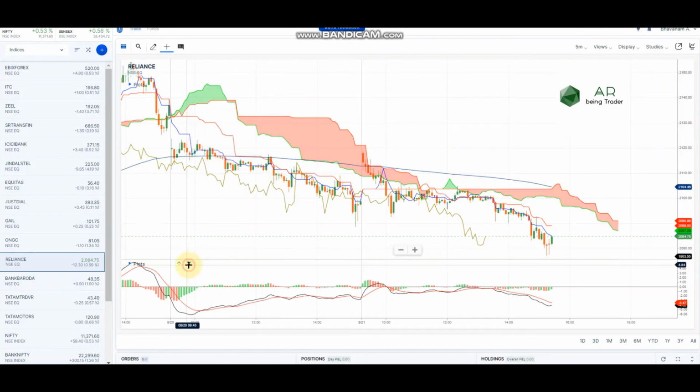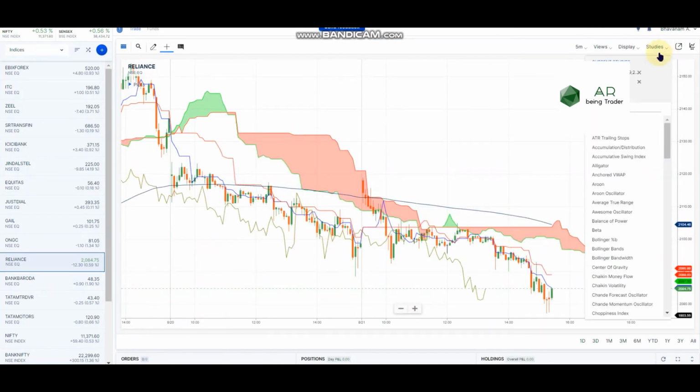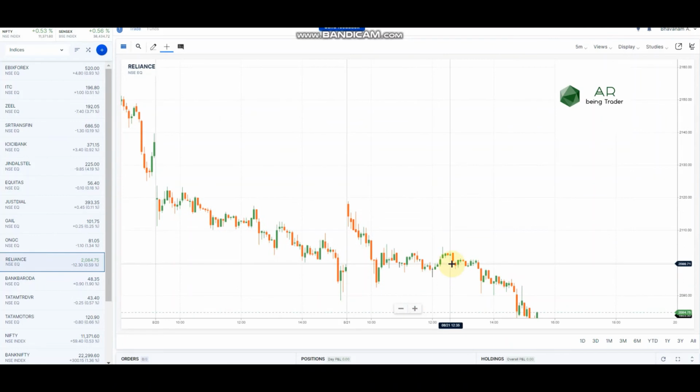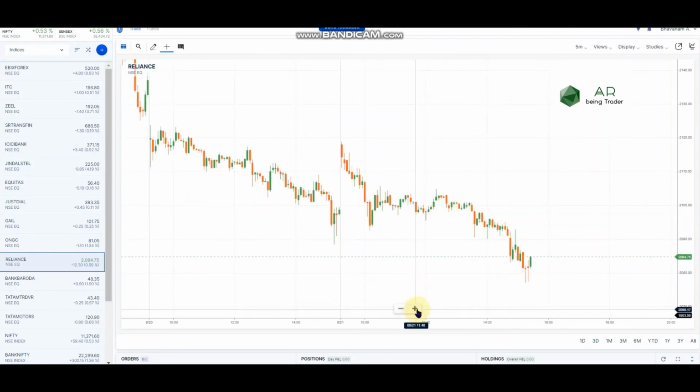So let us now see how the candlesticks form. I'm going to clear everything. You can see here, these are 5-minute candles.